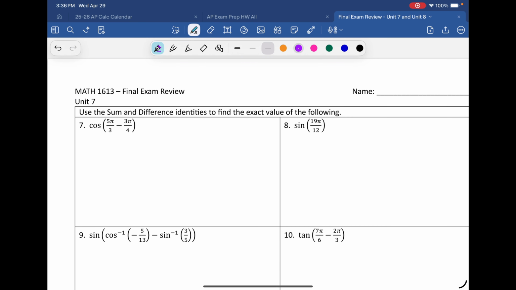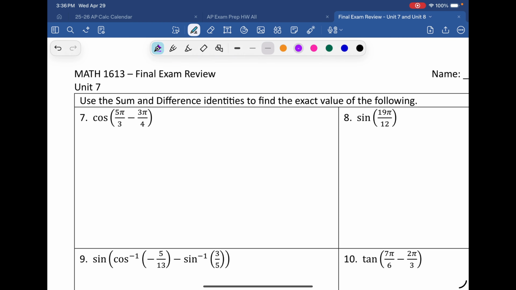All right, sum and difference formulas. You have these formulas, you'll be given them, but the difference formula for cosine is cosine alpha cosine beta plus sine alpha sine beta. So alpha would be your 5 pi over 3, beta would be 3 pi over 4. So it's a matter of plugging in.